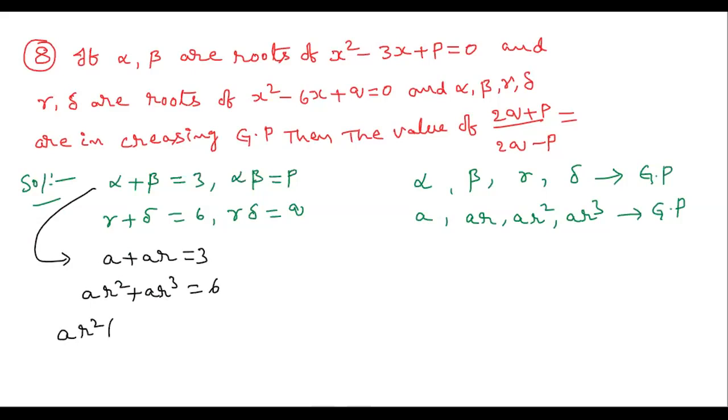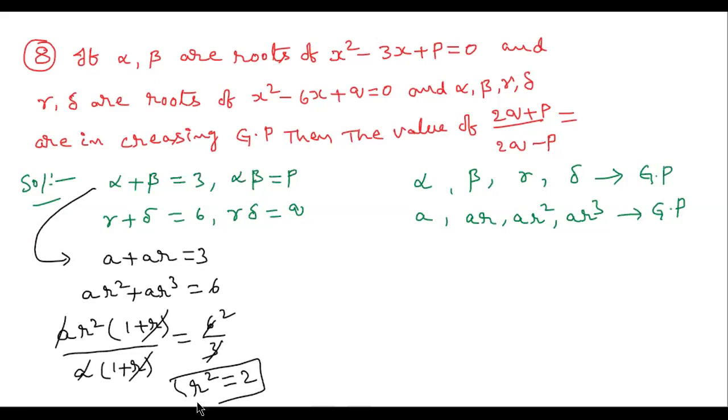Taking AR square common, we get A common, 1 plus R, that is equal to 6 by 3. Here 1 plus R, the A's cancel, 3 2s are 6. Finally, the R square value we got is 2, right? Now, go to the problem.